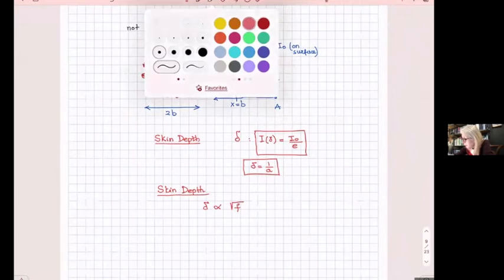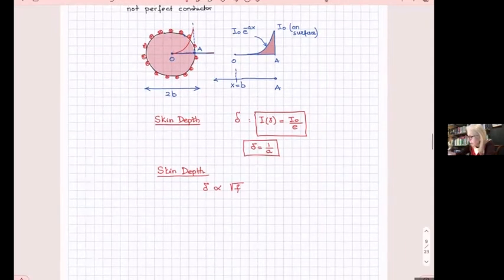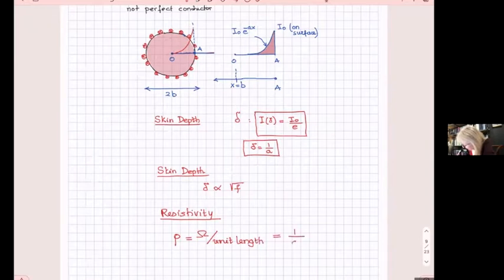A conductor, let me in fact use this one. Let's assume that this conductor has a finite conductivity, all right? That's why also the current flows inside. The inverse of conductivity is called resistivity. So here we have resistivity, which is rho, and is measured in ohms per unit length. And is 1/σ. All right, so that gives you what is the resistance to the current inside.